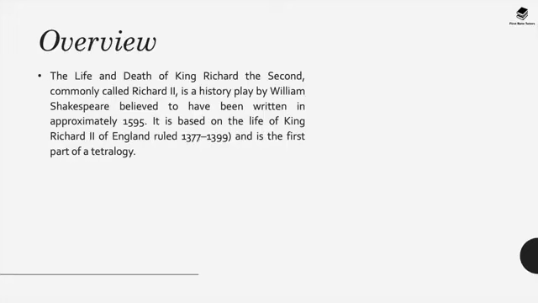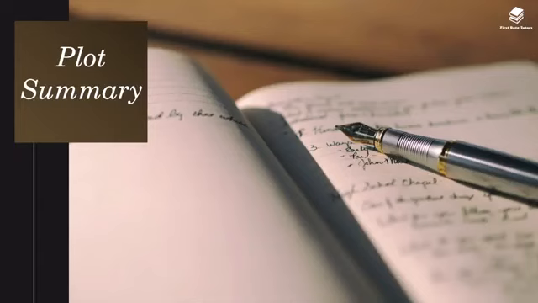First, an overview. The Life and Death of King Richard II is a history play by William Shakespeare believed to have been written in approximately 1595. It is based on the life of King Richard II of England, who ruled between 1377 until 1399, and is the first part of a tetralogy. Onto the plot summary.